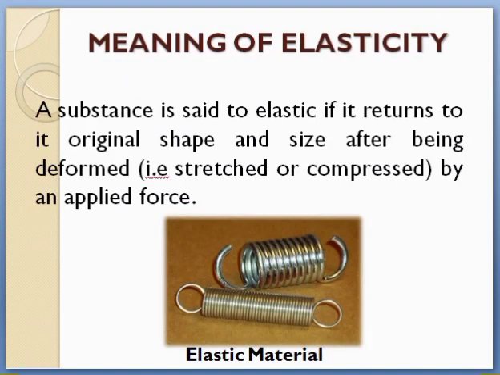What is elasticity? A substance is said to be elastic if it returns to its original shape and size after being deformed, that is, stretched or compressed by an applied force. And when we mean deformed, deformation occurs when a wire is stretched or compressed. Deformation is elastic if the wire returns to its original position, while it is plastic if it does not return to its original position.